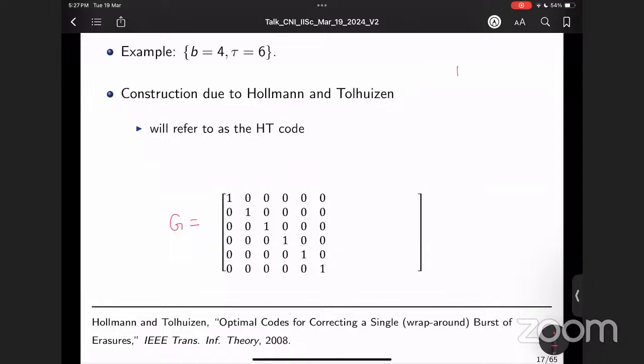Recall that we are looking at constructing a code which has rate tau over tau plus b, which is 6 over 10. And motivated by this, I'll be looking at constructing a code which has dimension 6 and block length 10. Okay, so we are looking at a 6 by 10 matrix. So how to construct the generator matrix? It's pretty simple. So we'll start with an identity matrix of size 6.